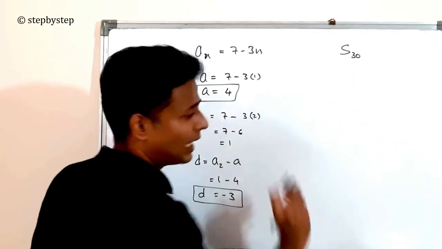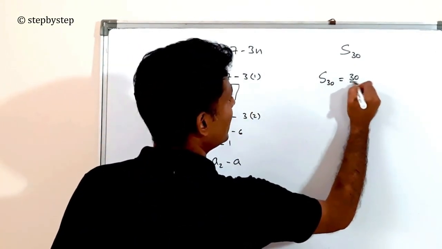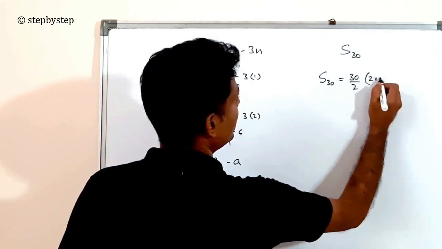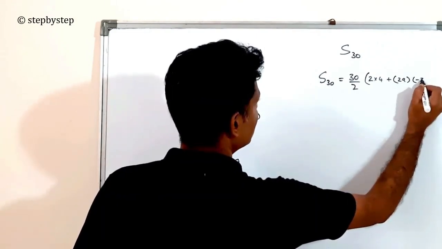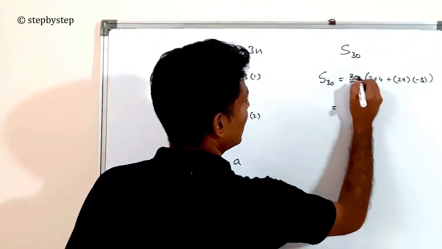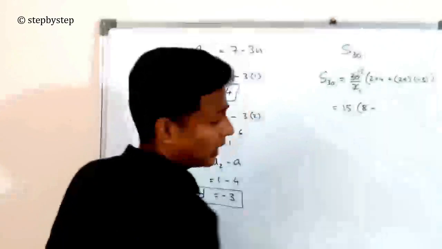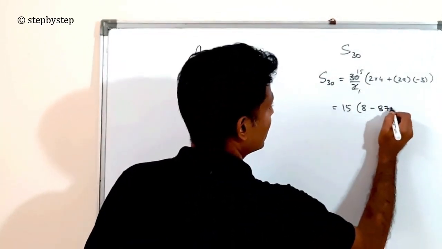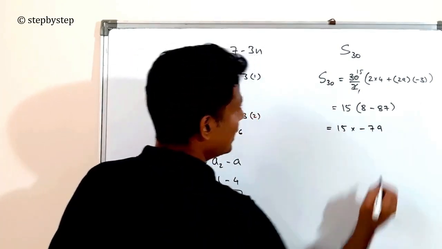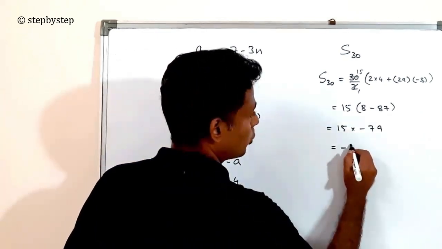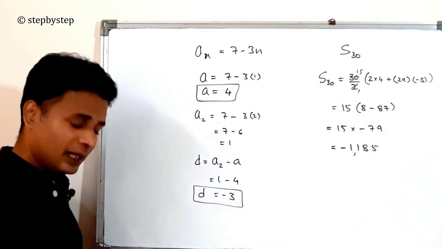Now just simply apply the formula and find s of 30. So s of 30 equal to n by 2, that is 30 by 2, into 2a, that is 2 into 4, plus n minus 1, that is 29, into d, which is minus 3. So 2 ones are 2, 15s are 15, so it becomes 15 into 8 minus 87, which gives us 15 into minus 79, which is minus 1185. So the answer is minus 1185.